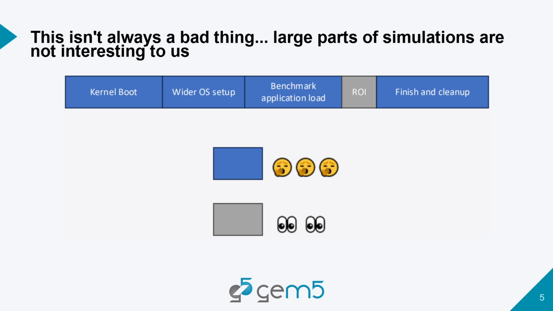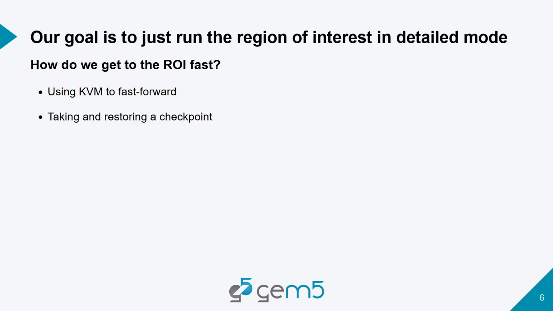A large part of the simulations are not interesting to us, such as the kernel boot and the wider OS setup, or when the benchmark is initializing, or at the end after our ROI when it's finishing and cleaning up. We don't care about it at all. So our goal is to just run the regions of interest in detailed mode. How do we get to the ROI fast? We can use KVM to fast forward, or we can take or restore a checkpoint.